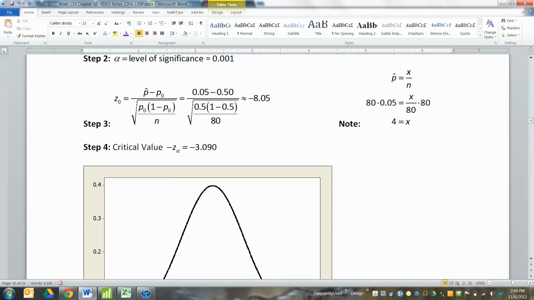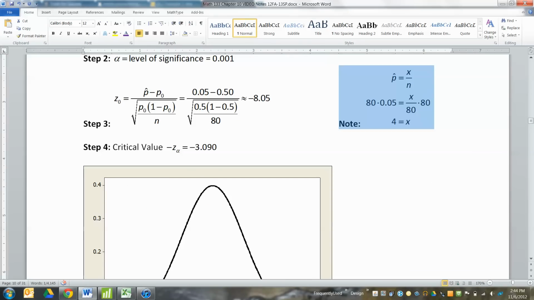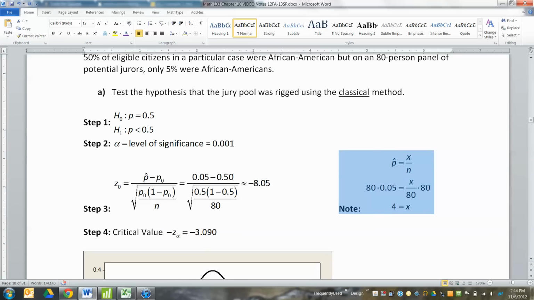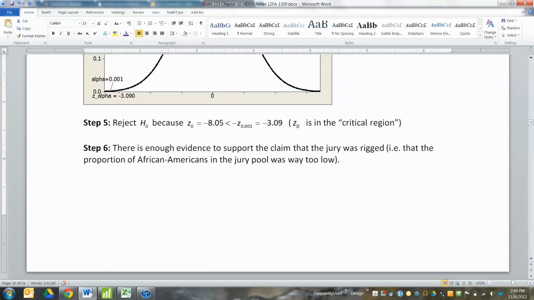We also made a note over on the side just for our own benefit that x was equal to 4. They didn't give us x in this problem. They gave us p hat right there. Sometimes they'll give you x. Sometimes they'll say there were only 4 African Americans. Then you use 4 over 80 to make your p hat. This one actually gave us p hat, so we just used it. All right, so that was the classical method.